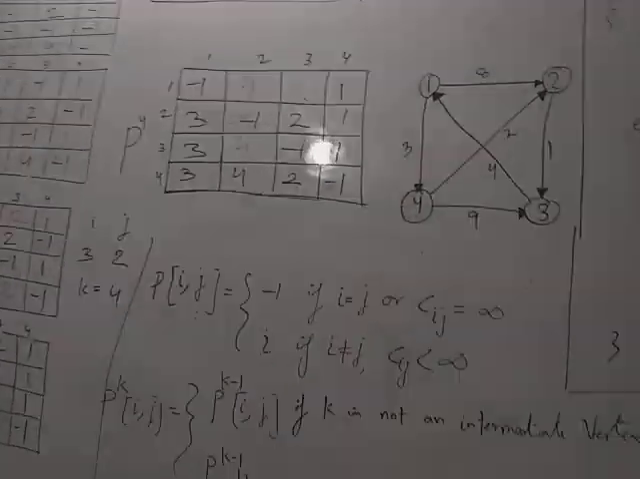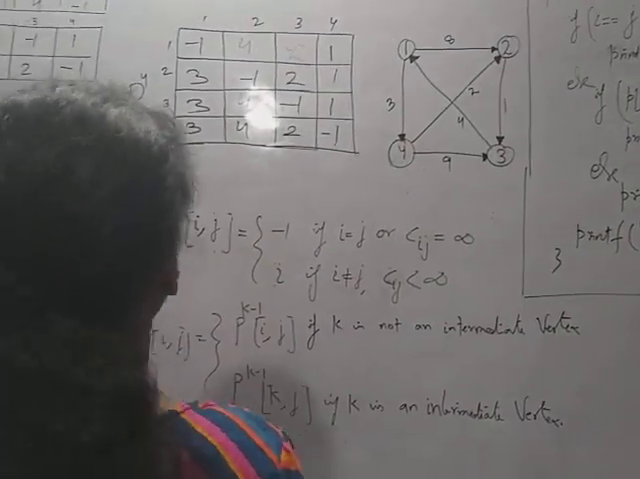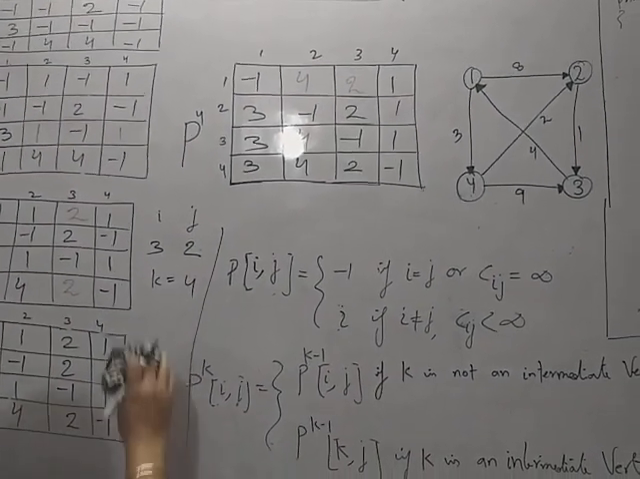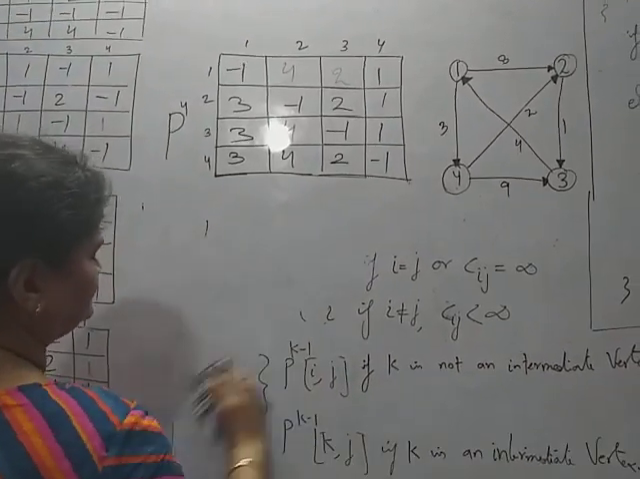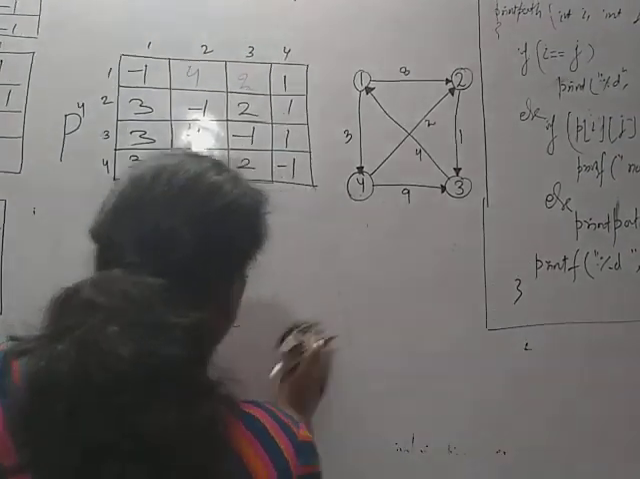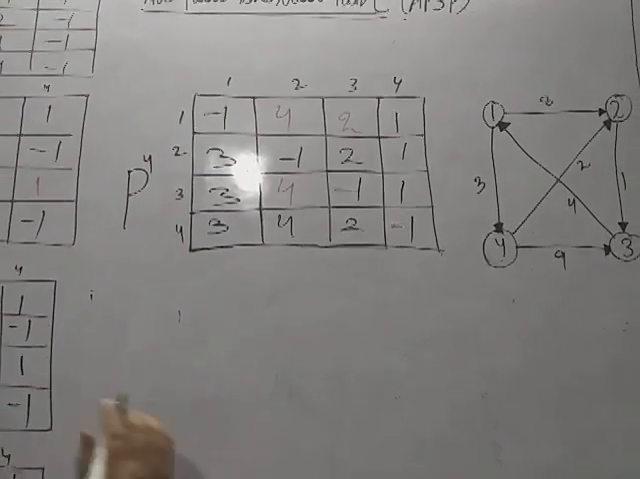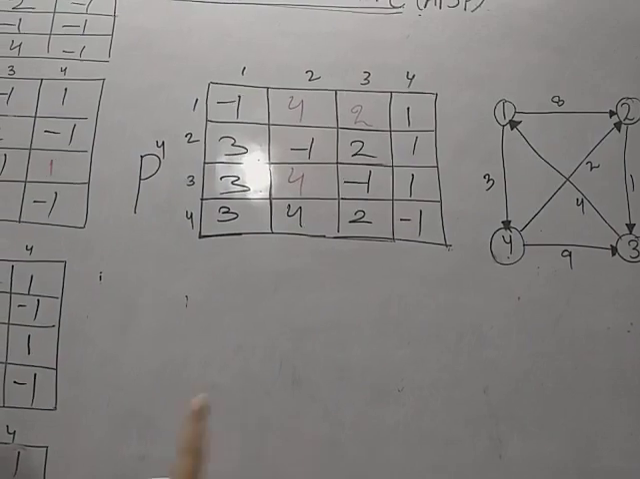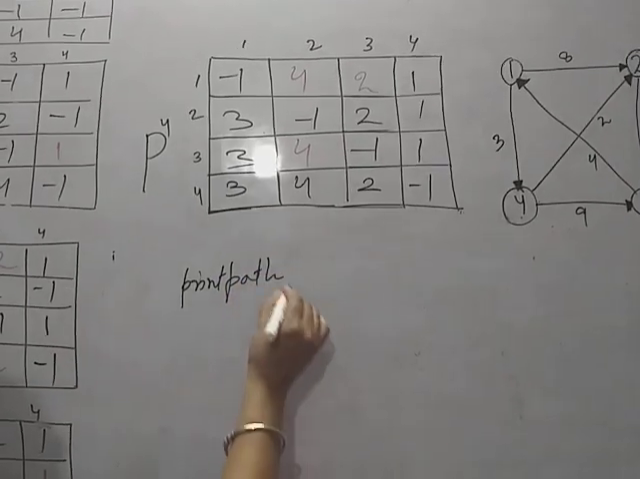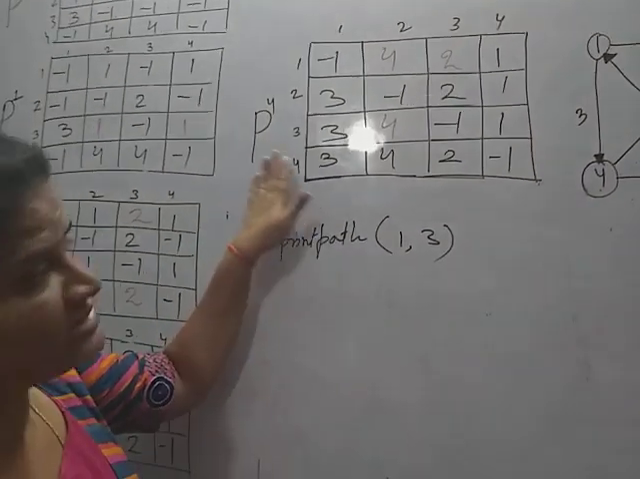Now see the working of this to print the shortest path between every pair of vertices. Suppose this is the final matrix. Here I am explaining its work. Suppose I am calling this function PrintPath to find the path between 1 and 3. This path matrix is declared globally.